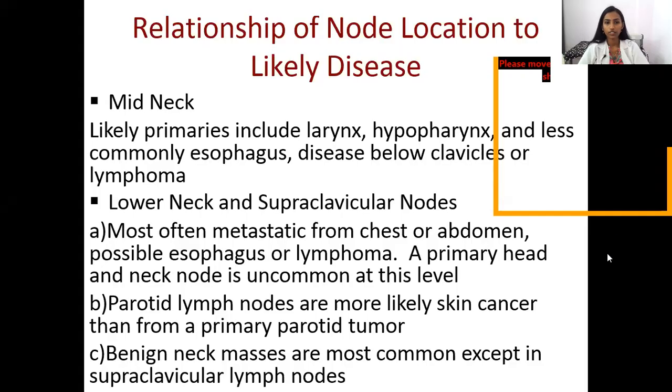So I'm repeating this again. The parotid lymph nodes are more likely due to skin cancer than due to a primary parotid tumor. So always remember it. When you see parotid lymph nodes, it's not necessarily a primary parotid tumor, but it's more likely to be a skin cancer. So benign neck masses are most common, except in supraclavicular lymph nodes.